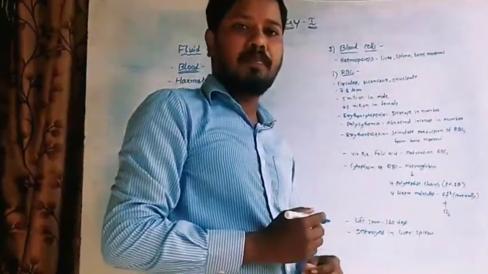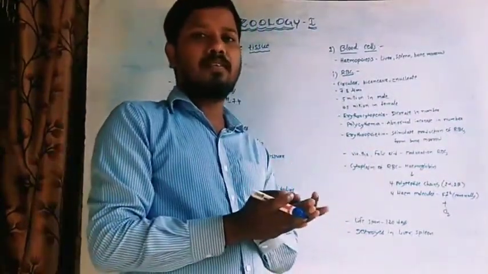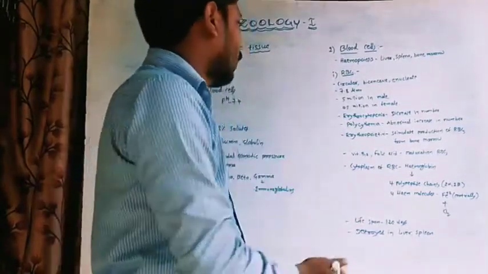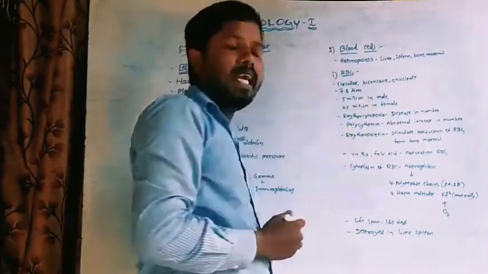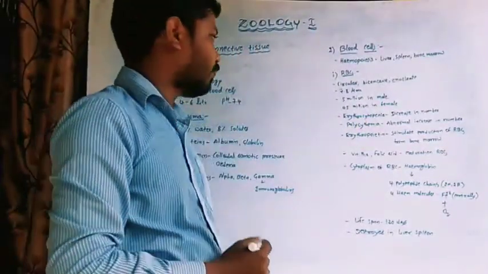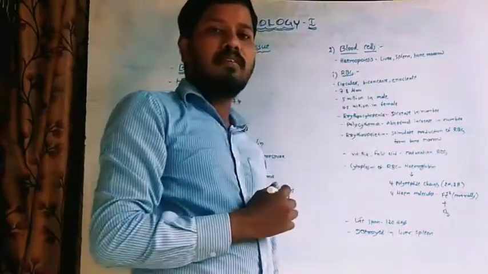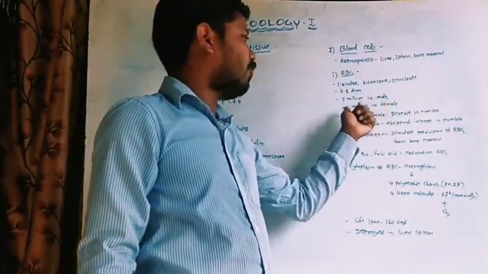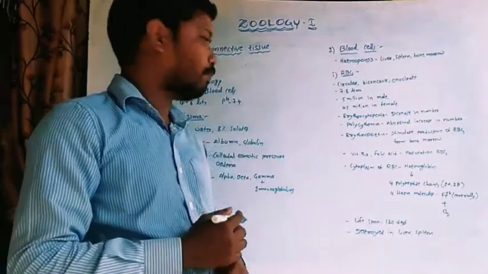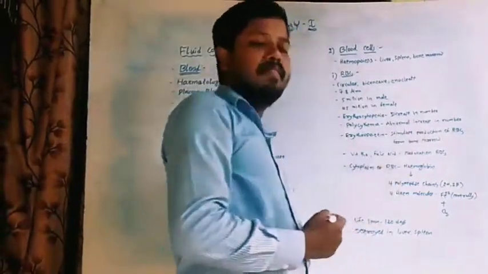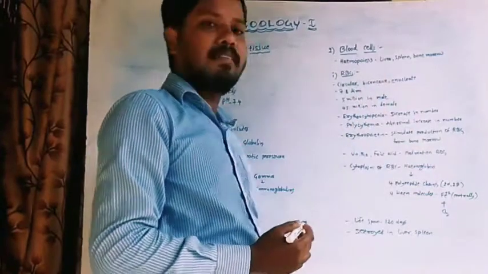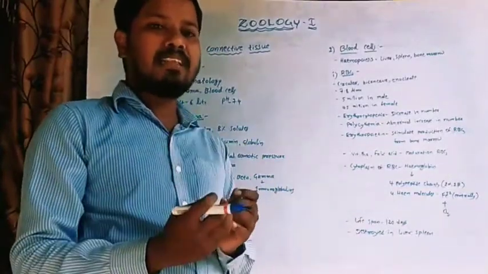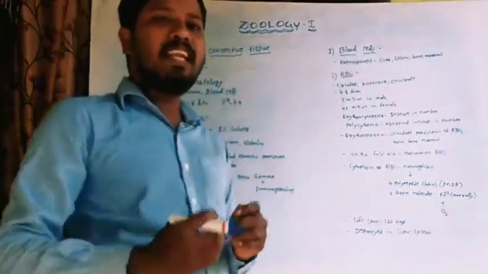The biconcave shape provides a large surface area for gas exchange. RBCs are about 7.8 micrometers in diameter. In males, about 5 million RBCs are present, and in females about 4.5 million RBCs are present. The decrease in the number of RBCs is called erythrocytopenia.